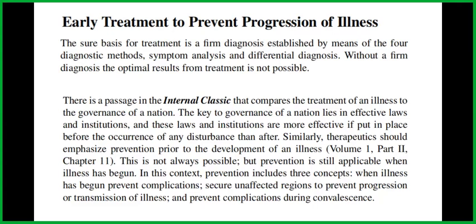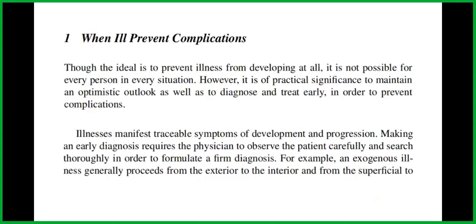In this context, prevention includes three concepts. When illness has begun, prevent the complications, secure unaffected regions to prevent progression or transmission of illness, and prevent complications during convalescence. Though the ideal is to prevent illness from developing at all, it is not possible for every person in every situation. However, it is of practical significance to maintain an optimistic outlook as well as to diagnose and treat early in order to prevent complications.